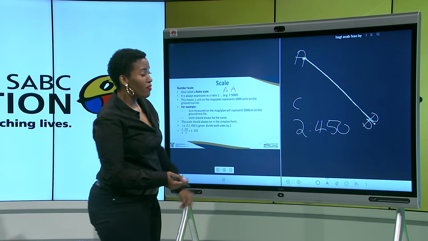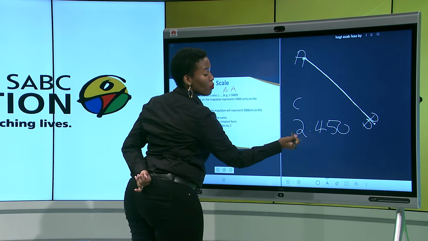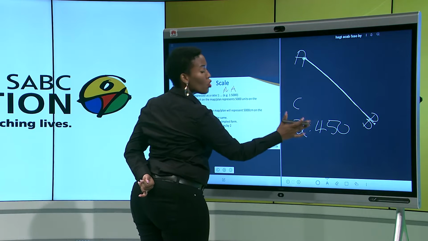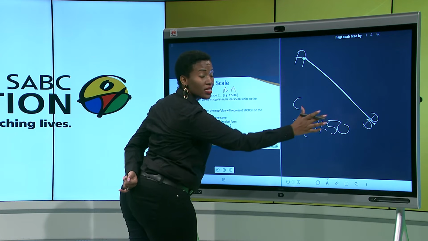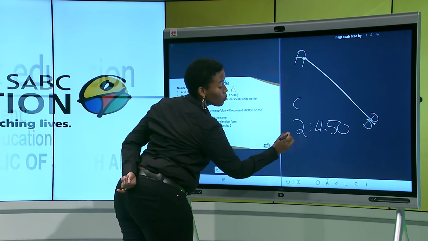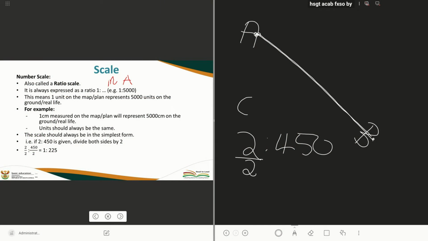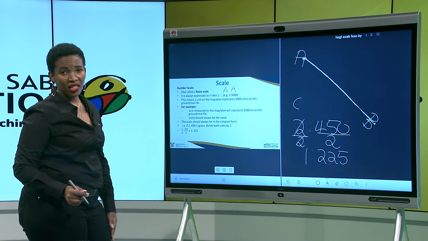So now let's simplify this scale. From 2, we have 2:450. So we need to get rid of this 2 so that we are left with 1:something. So how do we get rid of the 2? We have to divide by 2, and what we do on this side, we must also do on the other side. And then 2 and 2 will cancel. You have 1 is 450 divided by 2, which will give us 225. Now your scale is 1 is to 225.